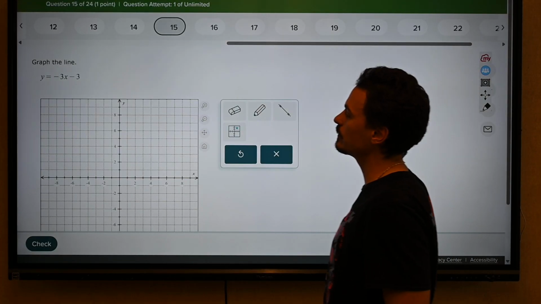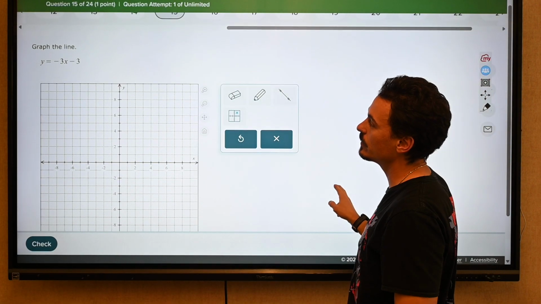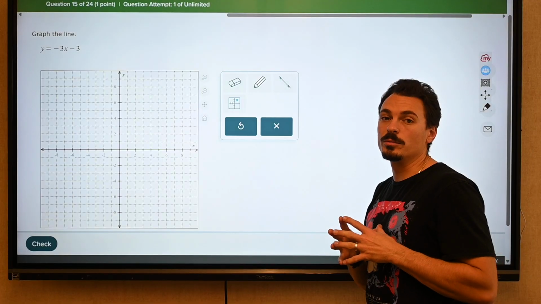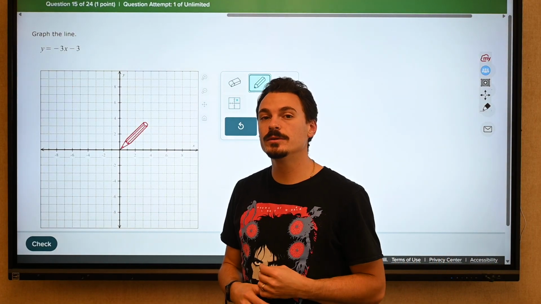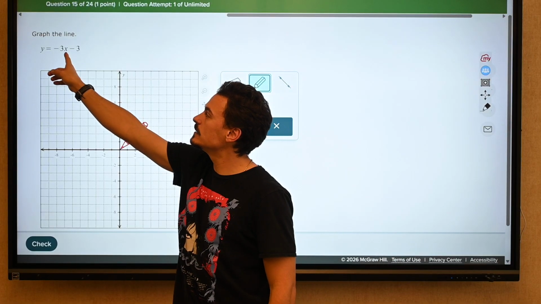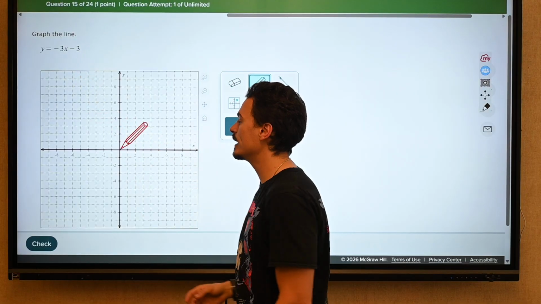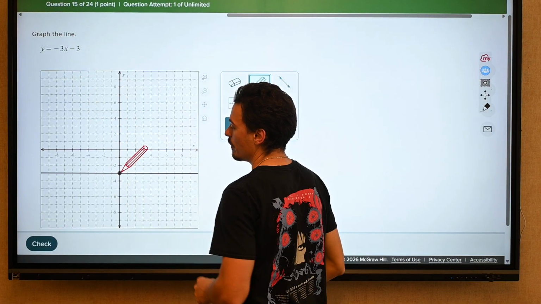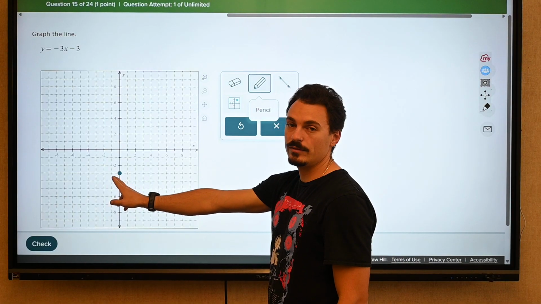Number 15, graphing a line. I'm going to do it verbally. What we want to do first is find the y-intercept, which is when x is 0. If x is 0, the negative 3x goes away, and we get 0 minus 3, which is negative 3. So that's that point right there. This is 0 comma negative 3.